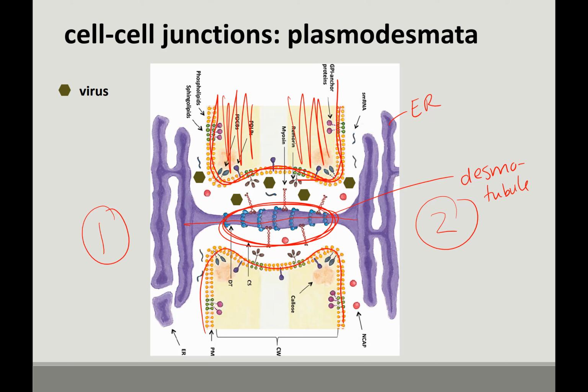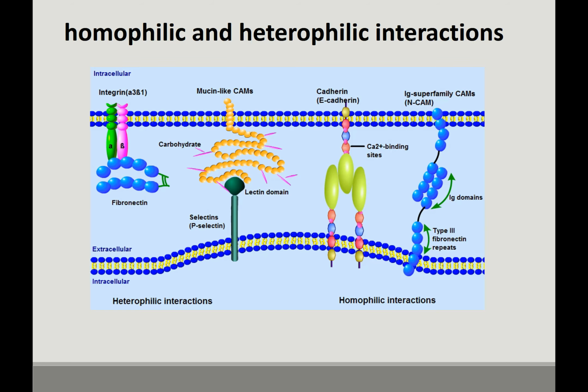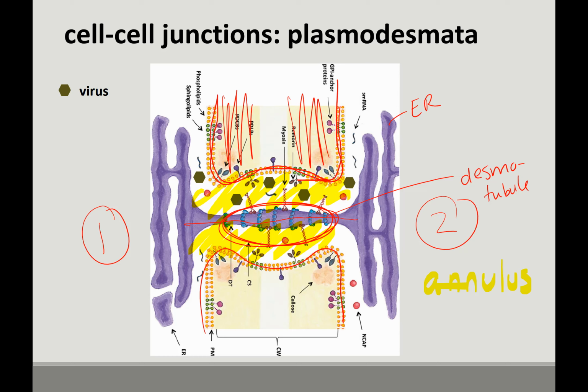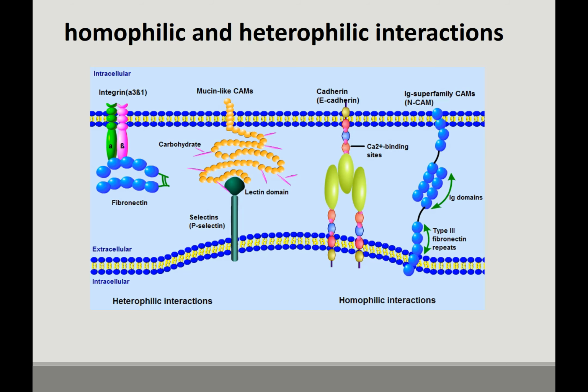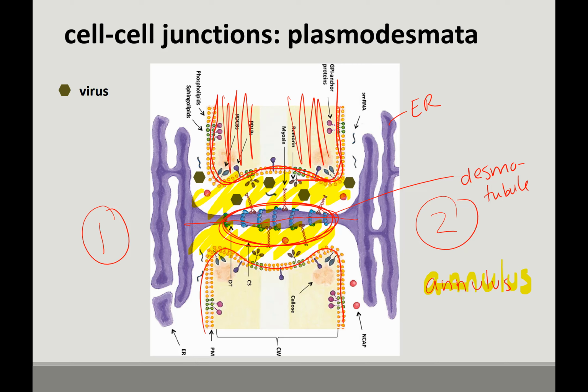Let's see if I can change. Hold on. I wish there was an easier way to do this. Okay. This space that I'm coloring yellow, that's called the annulus. Oh, it's getting glitchy. Okay, so that's the space.